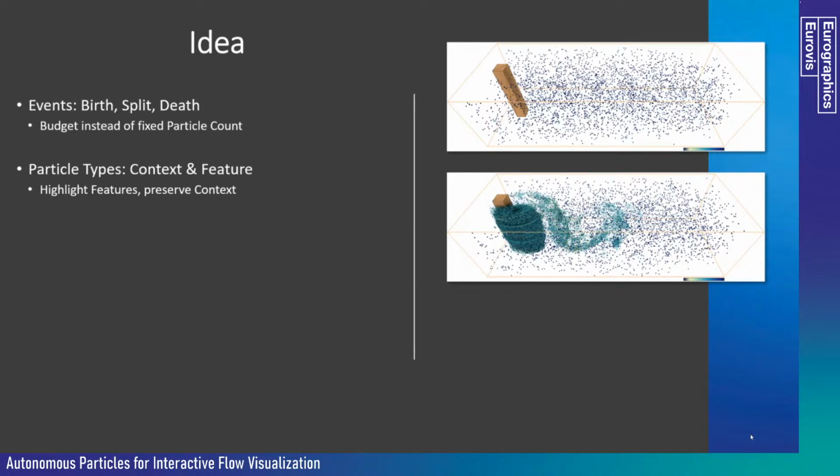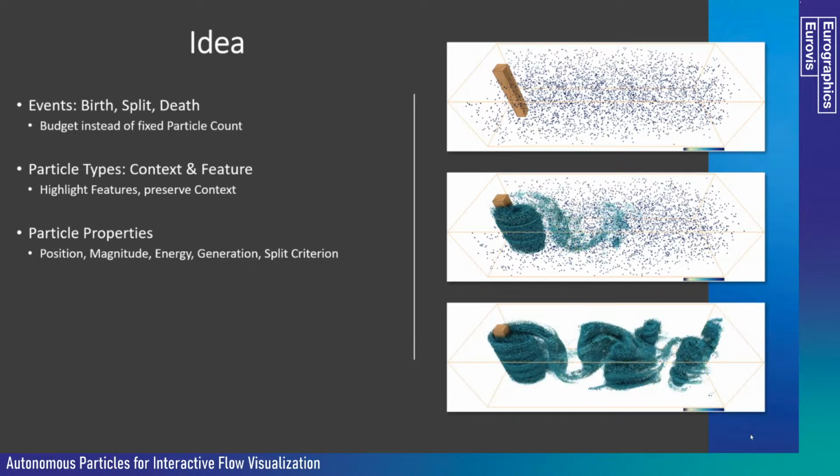Besides its position, each particle stores additional information, like its energy and generation. The pictures on the right side illustrate our approach. In the top figure, only context particles are shown. These are following the flow. The image in the middle row shows the context and feature particles together, whereas the rendering of the context particles is deactivated in the last picture on the bottom. Note here how the system highlights interesting regions in the flow field automatically.